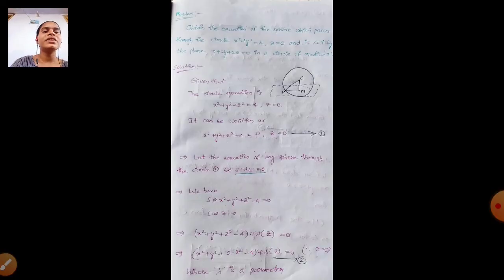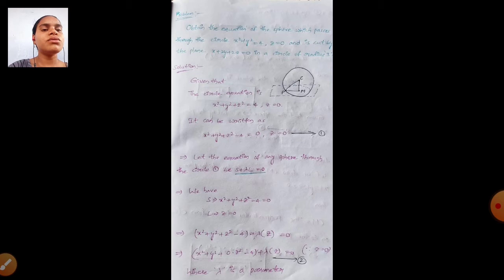So here we have a problem of finding the equation of the sphere which passes through a circle, with the plane equation given, and the radius is also given. Obtain the equation of the sphere which passes through the circle x square plus y square equals 4 and z equals 0, and is cut by the plane x plus 2y plus 2z equals 0 in a circle of radius 3.